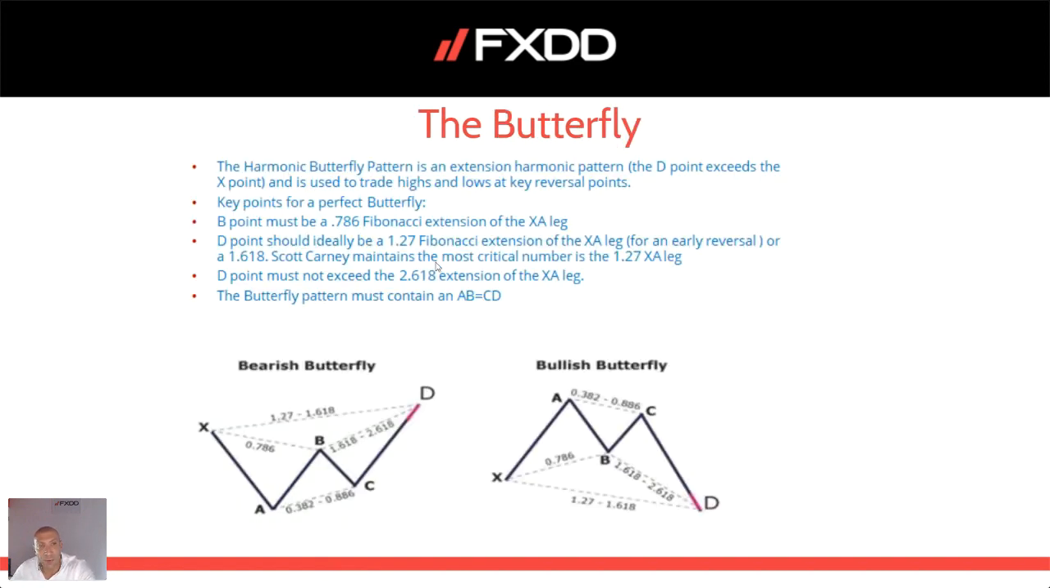Then we have the butterfly, and the harmonic butterfly pattern is an extension harmonic pattern where the point D exceeds the X point. It is used to trade highs and lows at key reversal points. Key points for a perfect butterfly is that B point must be 0.786 Fibonacci extension of XA leg. D point should ideally be 1.27 extension of XA leg, and D point must not exceed 2.618 extension of XA leg. It should contain A, B, C, D.